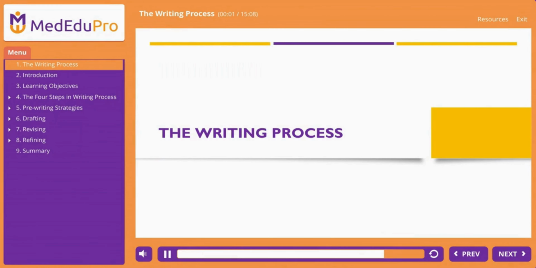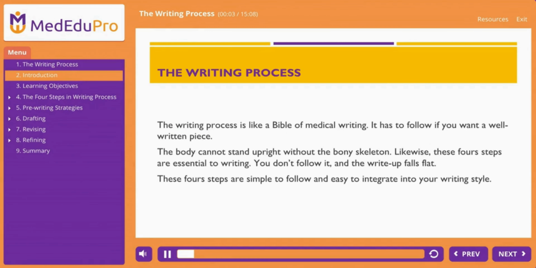The writing process is like a Bible of medical writing. It has to be followed if you want a well-written piece. The body cannot stand upright without the bony skeleton. Likewise, these 4 steps are essential to writing. If you don't follow them, the write-up falls flat. These 4 steps are simple to follow and easy to integrate into your writing style.